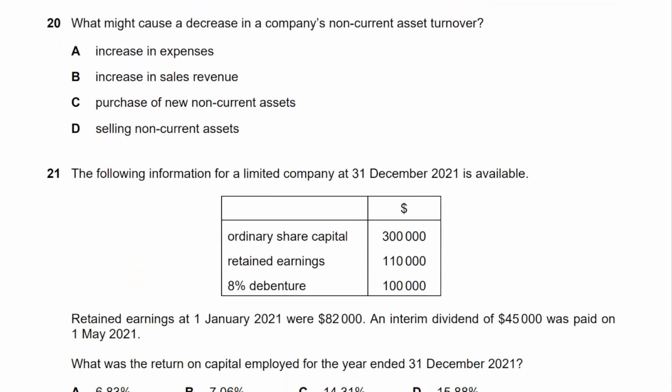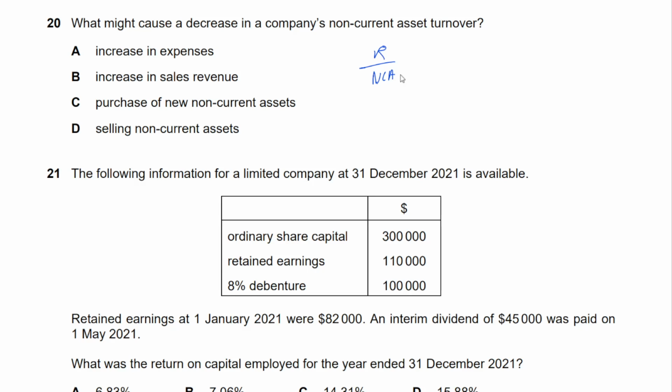We'll move on. 20. What might cause a decrease in a company's non-current asset turnover? All right. So non-current asset turnover would be your revenue over the non-current assets. So what would cause a decrease? Well, revenue over non-current assets. Increase in expenses will cause.